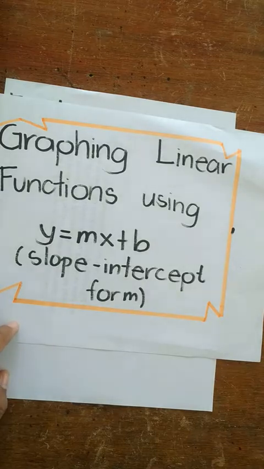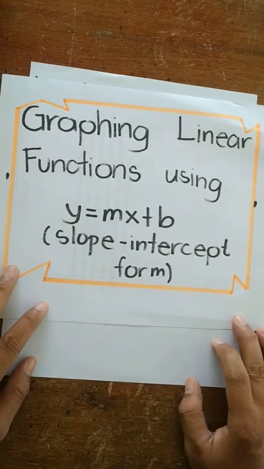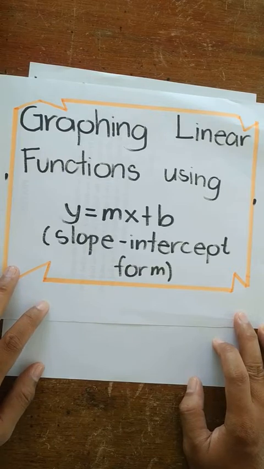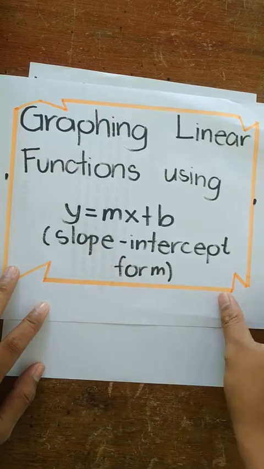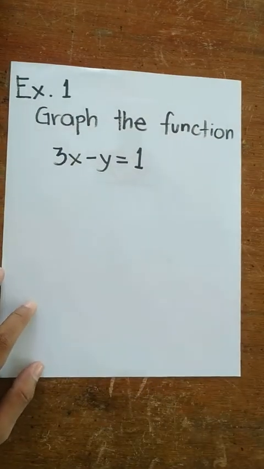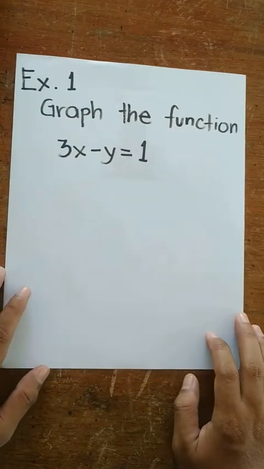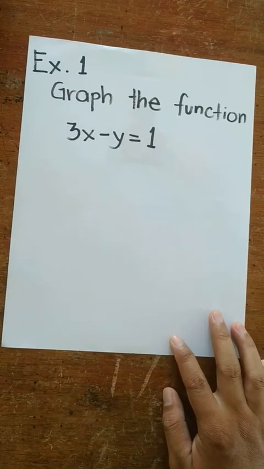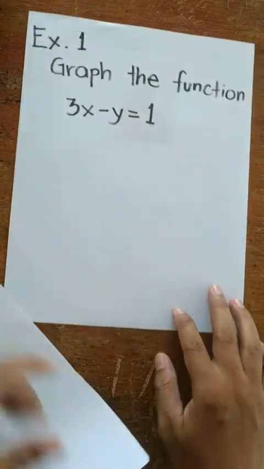Our topic is graphing linear functions or equations using slope-intercept form, which is y equals mx plus b. Alright, let's proceed. For our first example, we are going to graph the function 3x minus y equals 1.